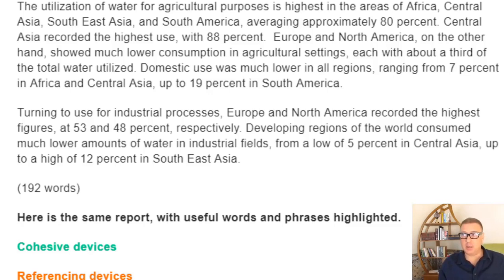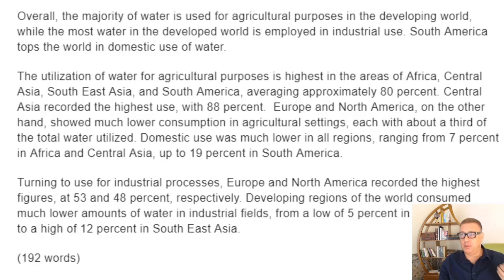So you can see in lots of these instances, I've combined the data to report overall a smaller number of data points. So let's just count them to see if they fit my 8 to 12 rule. So first one, utilization of water for agricultural purposes highest in these places. That's 1, around 80%. Central Asia had the highest use. That's 2. Europe and North America showed much lower consumption. Mentioning both of those, that's 3 and 4. Oh, sorry, each with about a third, that's 3.